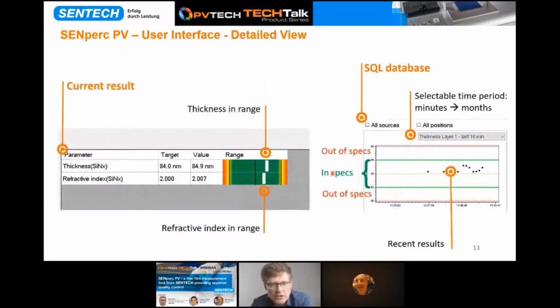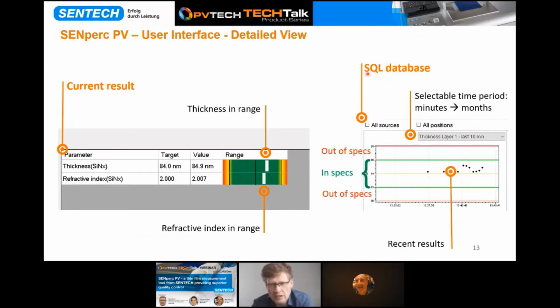The results section looks like this. In this example, we find the results for the film thickness of silicon nitride, as well as the refractive index of silicon nitride. Here we find the target values we want to achieve and the current values we have recently measured. The graph shows how the current values are in relation to the target values and to the specification limits for these kinds of wafers for both thickness and refractive index.